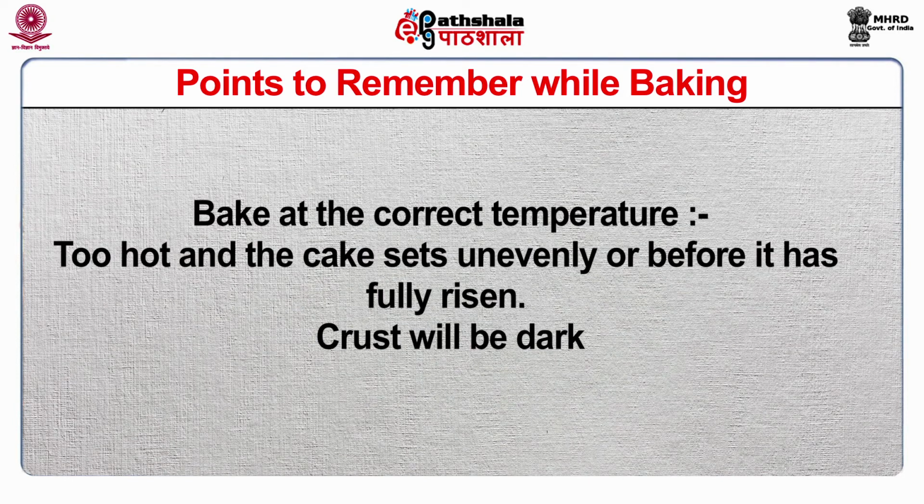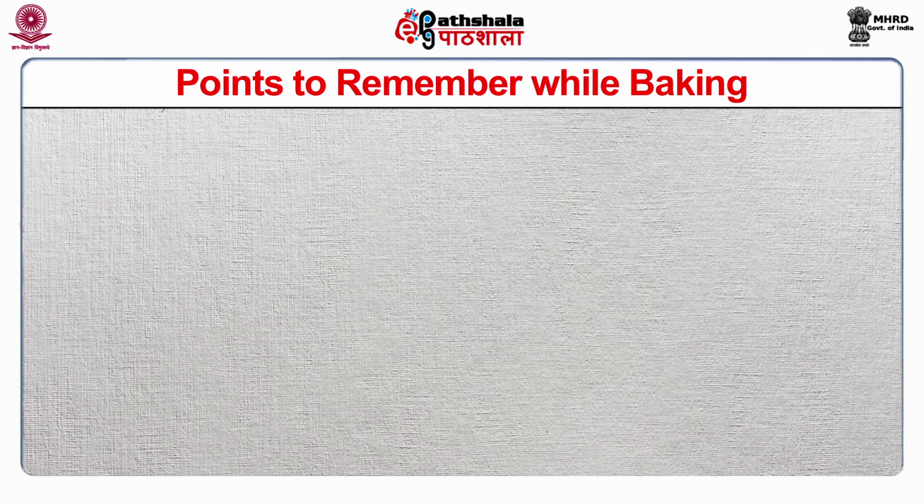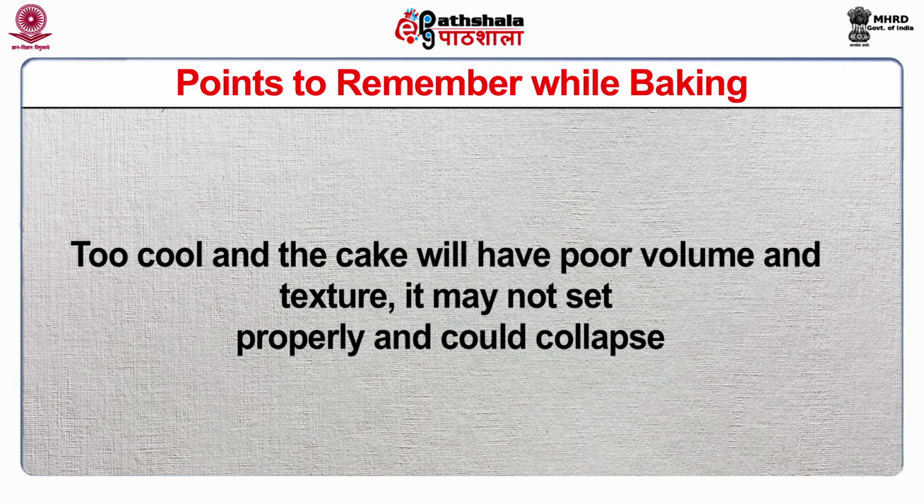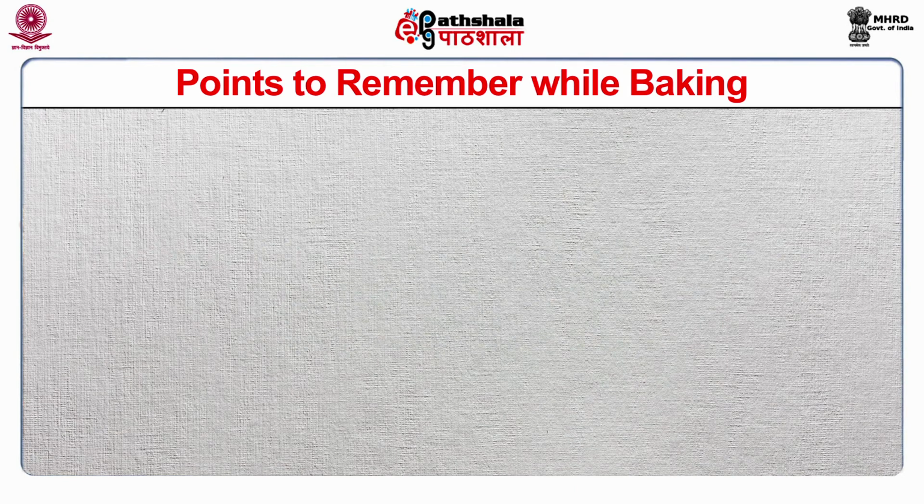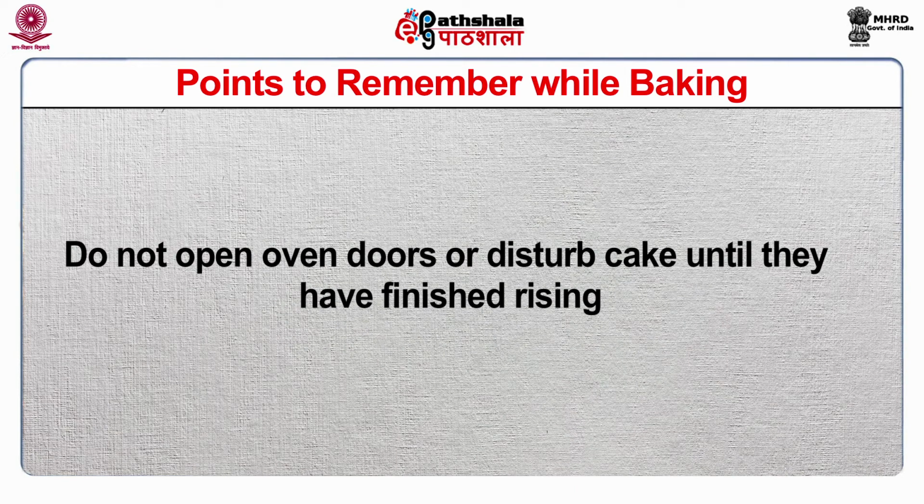Fourth, bake at the correct temperature. If it is too hot, the cake sets unevenly or before it has fully risen. Crust will be dark. If it is too cool, then the cake will have poor volume and texture. It may not set properly and could collapse. Fifth, do not open oven doors or disturb cakes until they have finished rising.